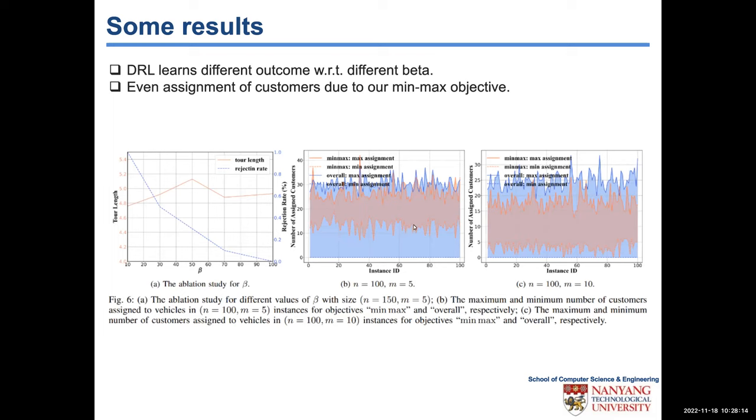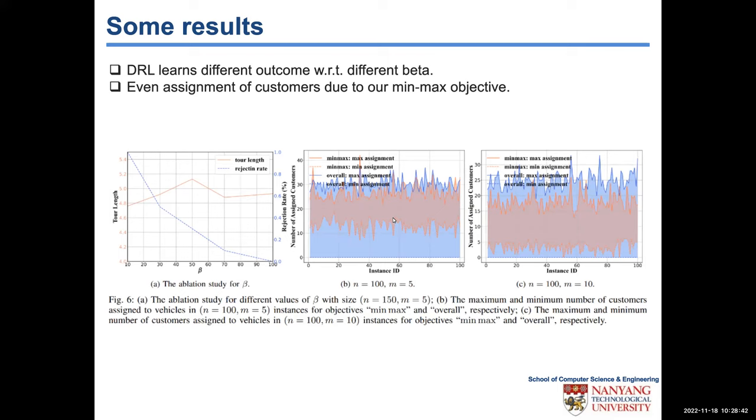We did the experiment in two cases. The first case is 100 customers with 5 salesmen, and another case is 100 customers with 10 salesmen. In these two cases, we see that the min-max objective can learn a better and more even distribution of customers to salesmen. So this is why we use the min-max optimization.